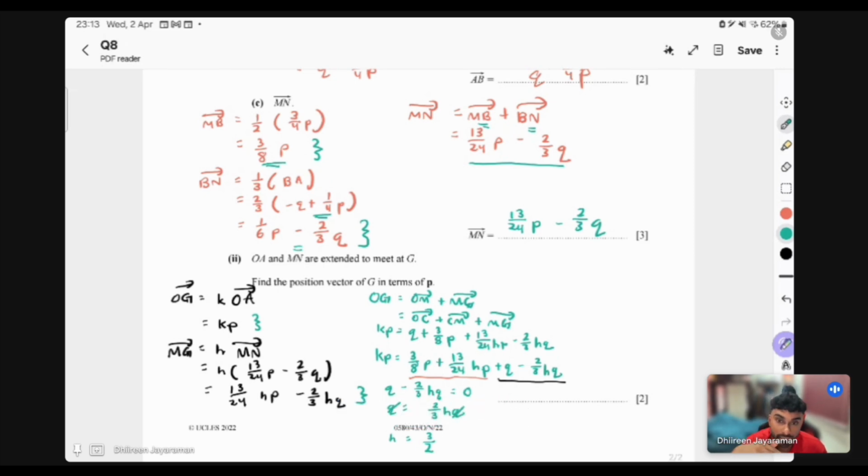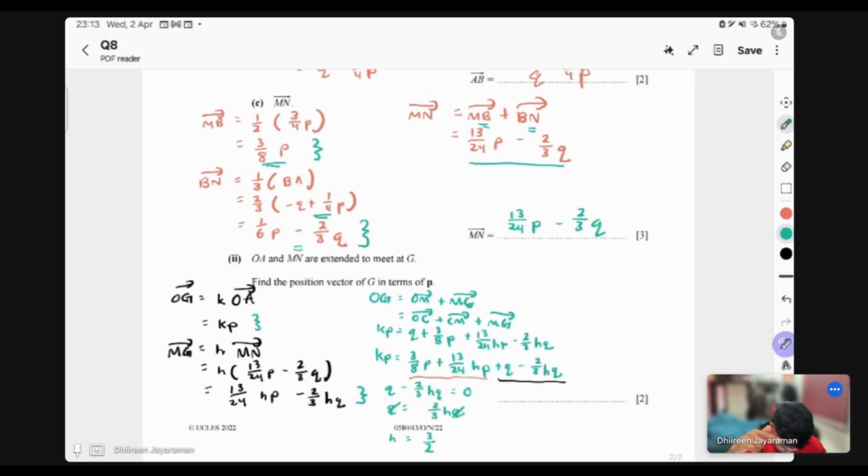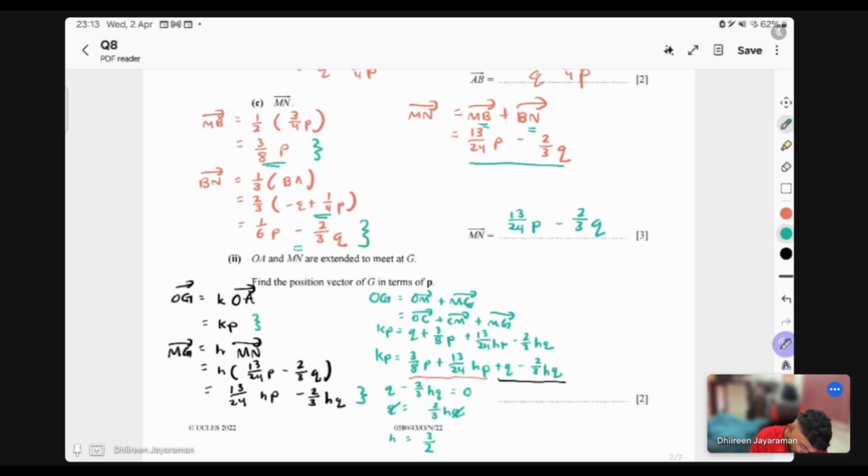Now continuing to part 2, we know OG equals OM plus MG. Replacing all the vectors in, you will get 3 over 8 p plus 13 over 24 hp plus q minus 2 over 3 hq. Over here you can see I grouped the p together and I grouped the q together.